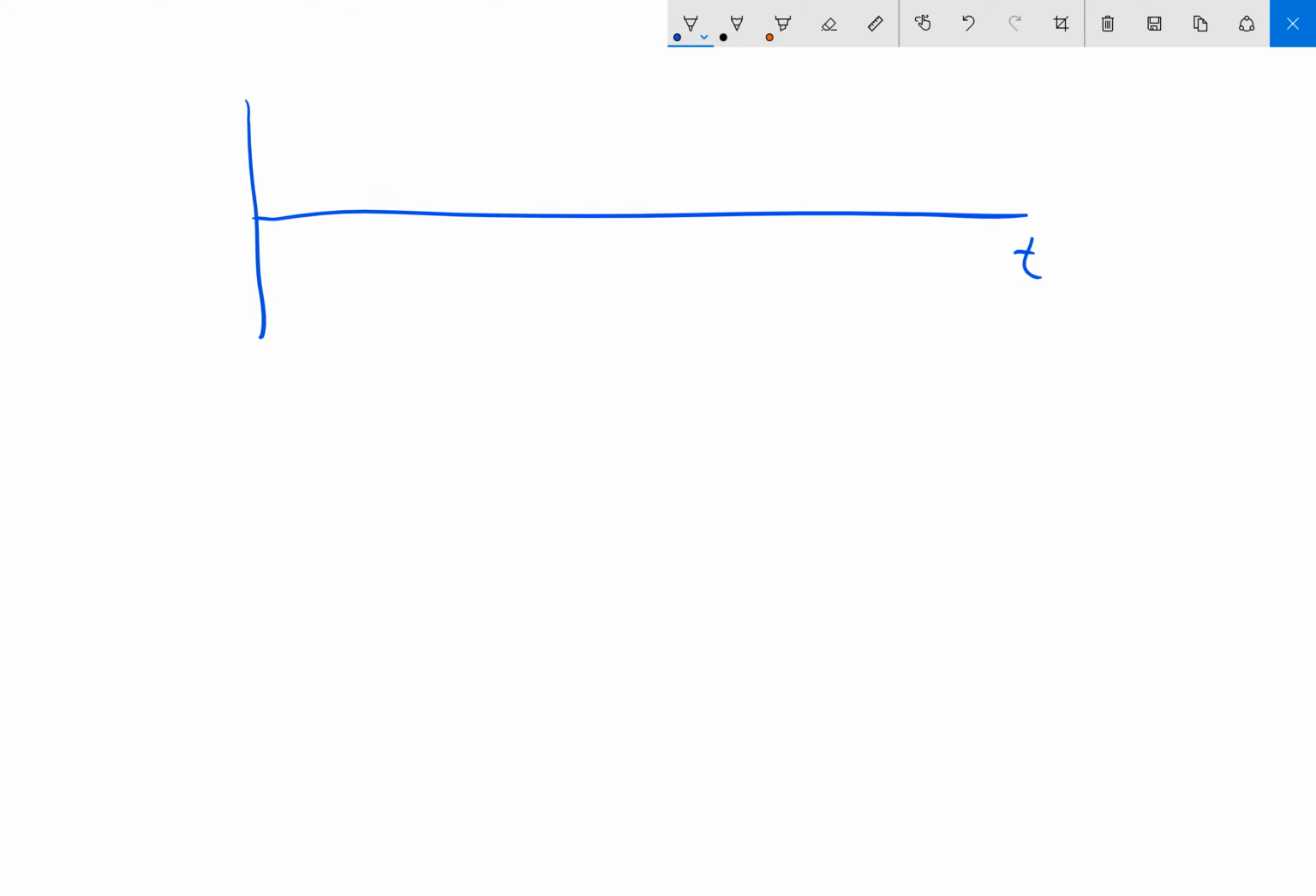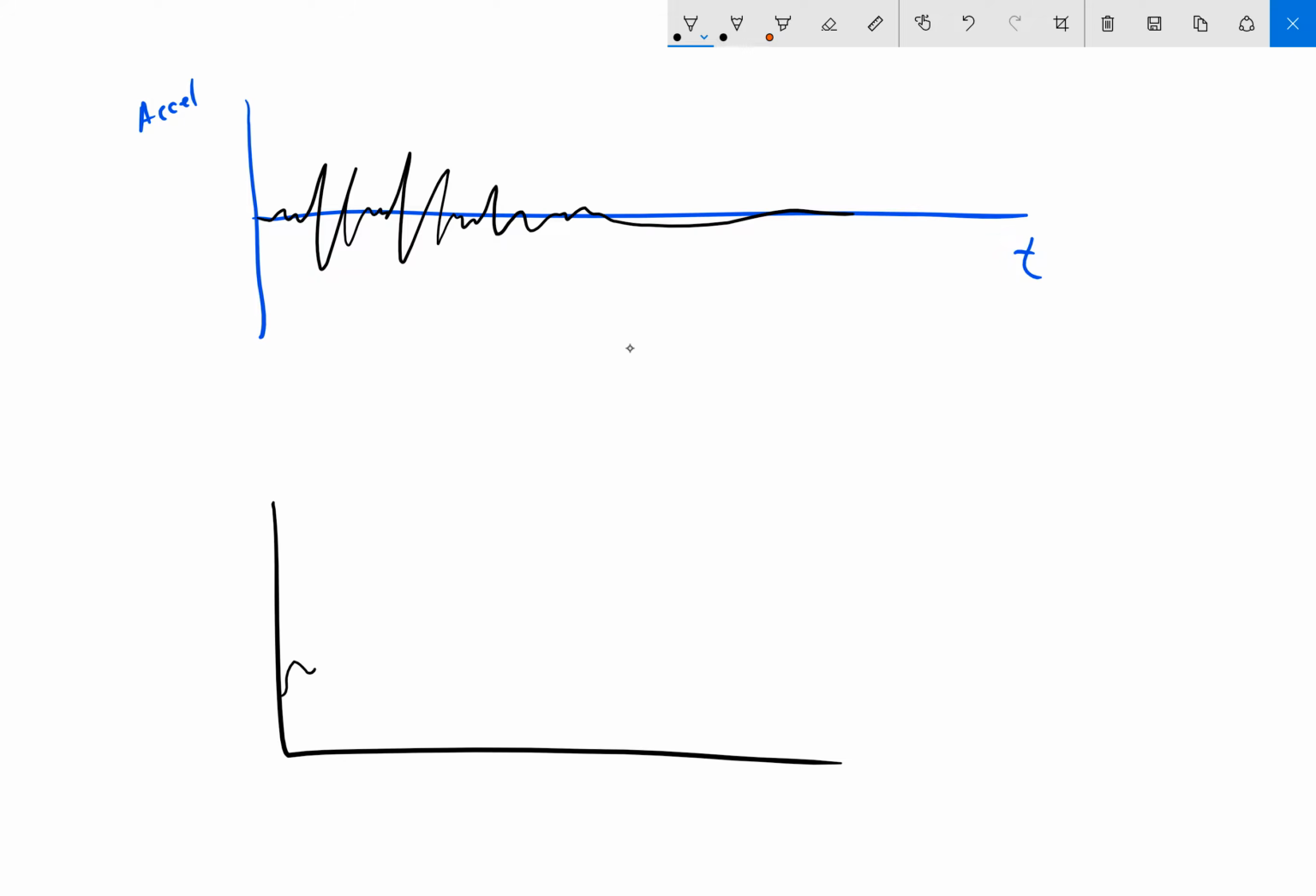if that's time and this is acceleration, and we have some earthquake time history, however that looks. The idea is that we're going to take that and plot some response spectrum according to that actual time history. And we may come in and say, oh man, I have some target that looks like this. It'd be really nice if this point was up closer to my target.